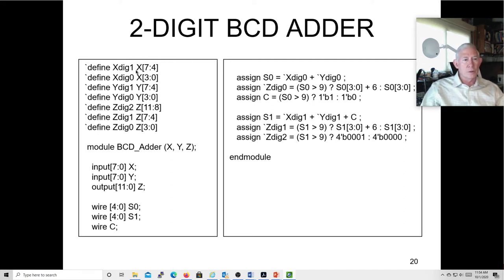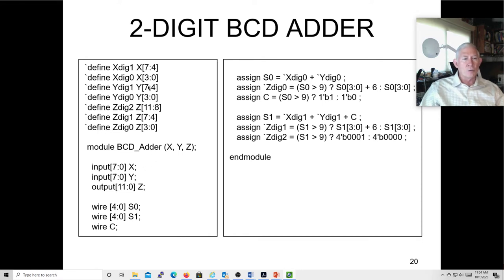So digit 1 is x 7 through 4, and digit 0 is x 3 through 0. So what we've basically defined is x is 8 bits, y is 8 bits, and z is 12 bits, which is 3 4-bit BCD digits. So that's why 12. Two digits, three digits, where a digit is 4 bits. But again, because we have the 6 unused combinations, we have to adjust.